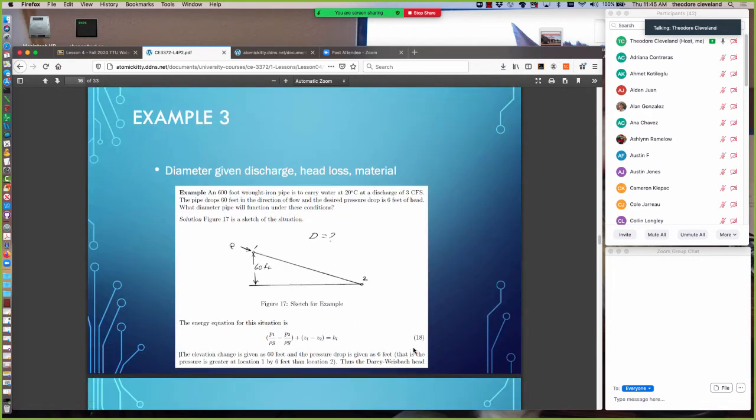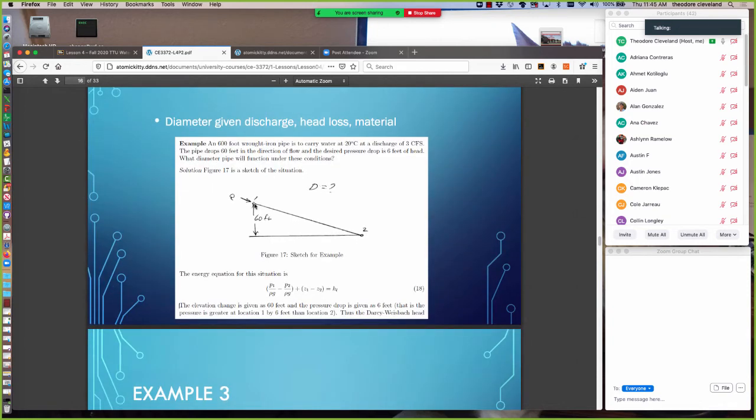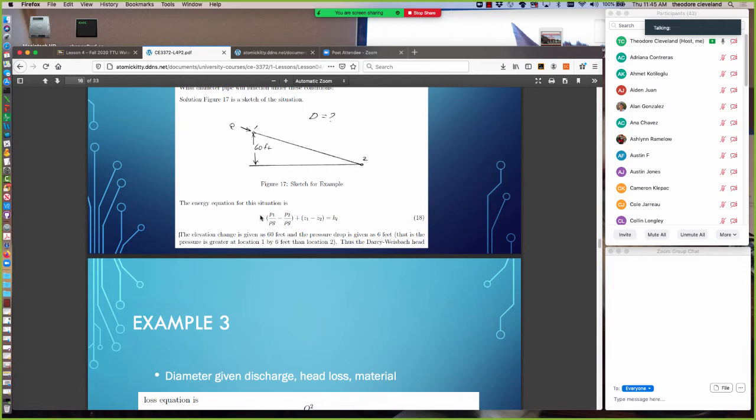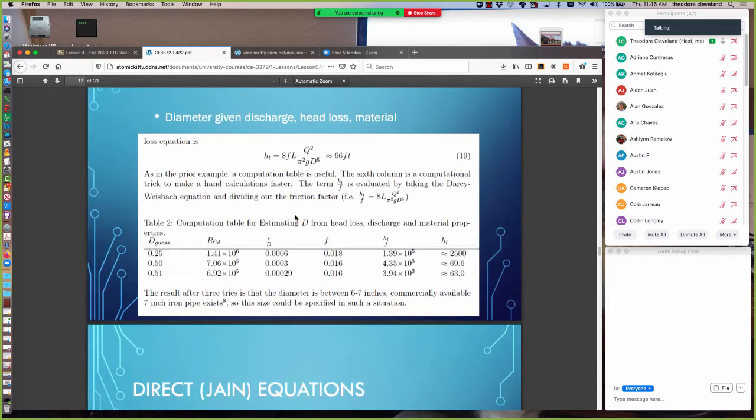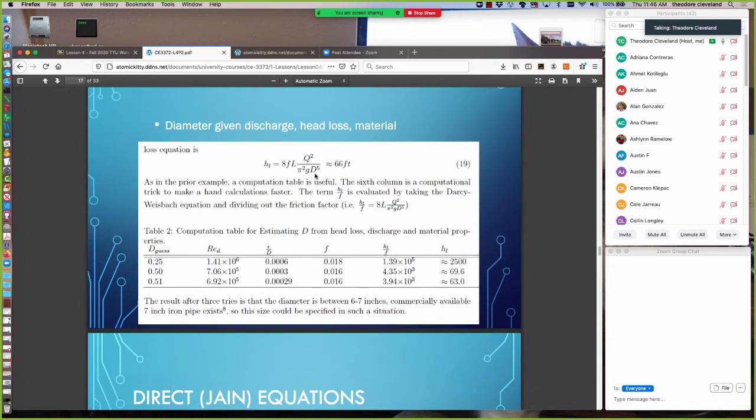The last one, the actual design question, is what diameter should we use if we want to carry water at 3 cubic feet per second through a 600-foot pipe. It drops 60 feet in the flow direction, and we want to control the pressure drop to be within 6 feet of head. So we sketch the situation, apply the energy equation. The velocity head terms appear to disappear, but they really just cancel. And the resulting head loss equation is this creature here.